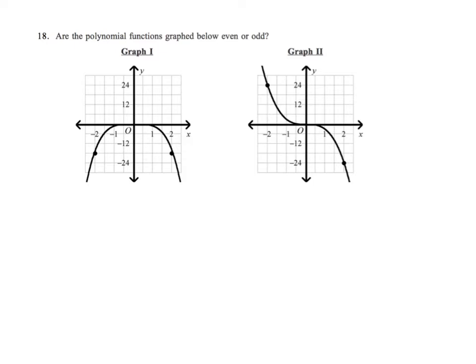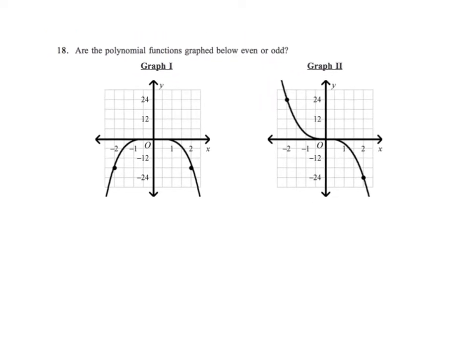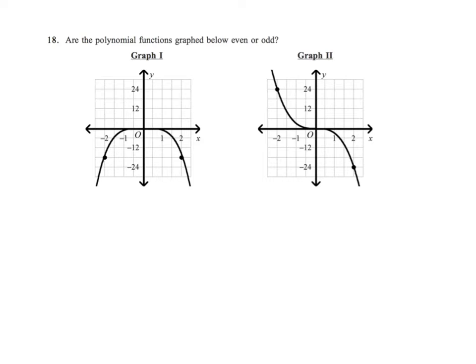Number 18 says, are the polynomial functions graphed below even or odd? Remember, even or odd comes down to symmetry. So you have three options for symmetry. Well, I guess actually two. The first one we care about is y-axis symmetry. If a graph is even, it'll be symmetrical across the y-axis.